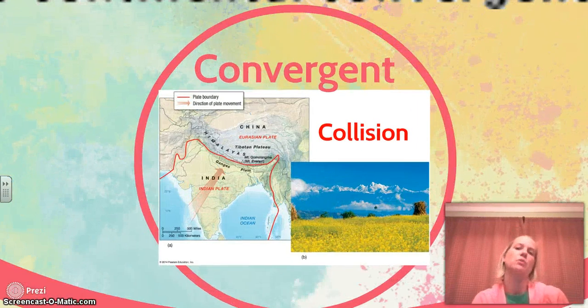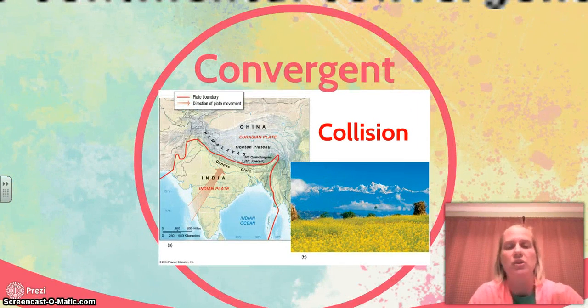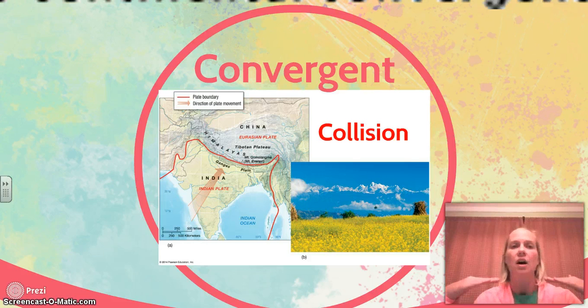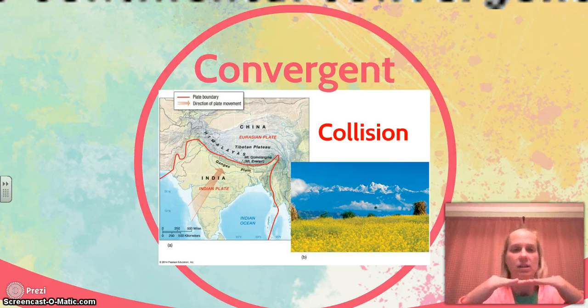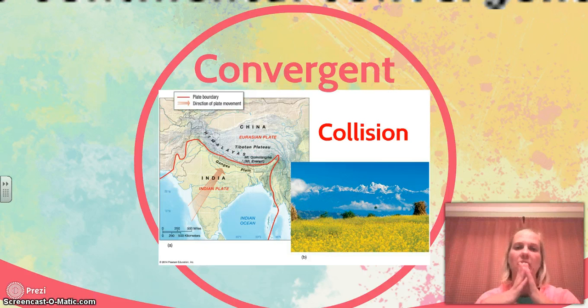The other type of convergent boundary is going to be a collision. I want you to think about two cars, imagine two of the same exact cars going at the same exact speed, and they're going to collide towards each other. Neither one is really going to give too much. So the plates, neither one's going to sink. They're both continental plates. And as they converge, neither sinks. Instead, they're going to crumple forward and sort of become like a mountain range.